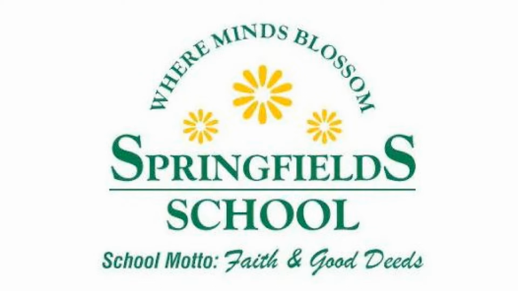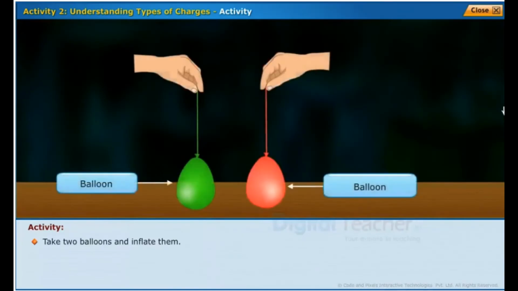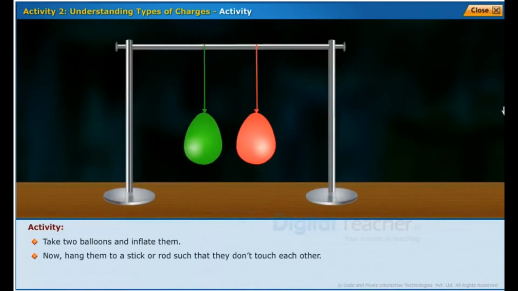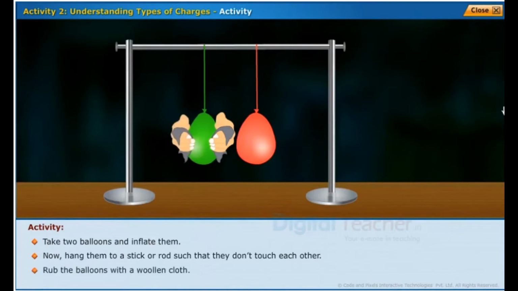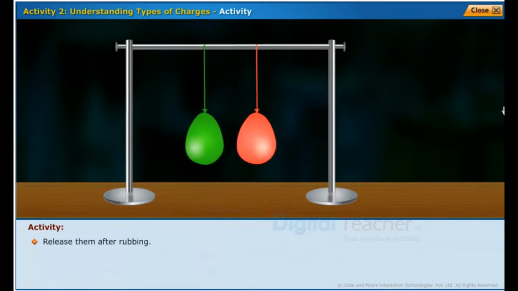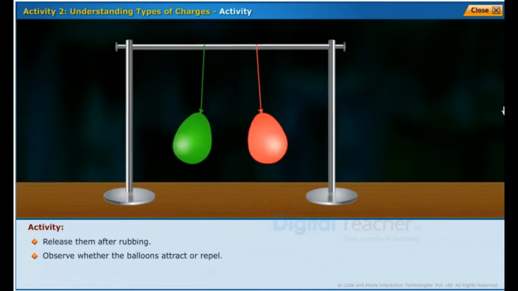Today, let's begin with session 2 of chapter 10. Activity 2. Understanding types of charges. Take two balloons and inflate them. Now hang them to a stick or rod such that they don't touch each other. Rub the balloons with a woolen cloth. Release them after rubbing. Observe whether the balloons attract or repel.